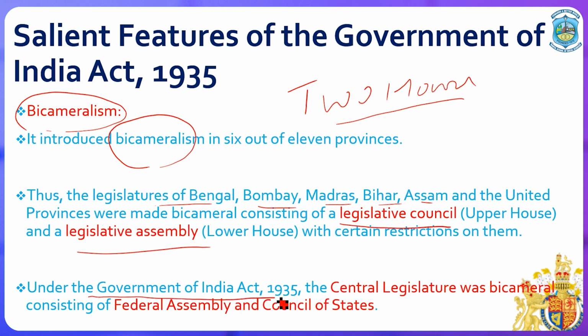Under the Government of India Act 1935, the central legislature was bicameral, consisting of the Federal Assembly and the Council of States. Now, this is actually similar to the modern day India's Rajya Sabha and Lok Sabha. Here, the Federal Assembly was made similar to the modern day Lok Sabha and the Council of States was made similar to that of the modern day Rajya Sabha.